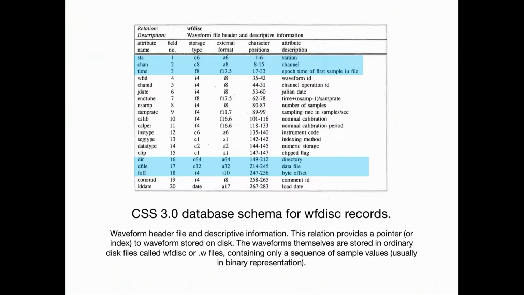So one way you could do this is obviously you could just do a simple SQL query, and I might do something like, for our case, select star from WOOF disk where sta is TX32 and chan is BHZ and time is between some range that we're interested in.